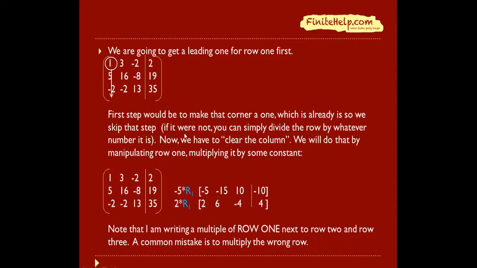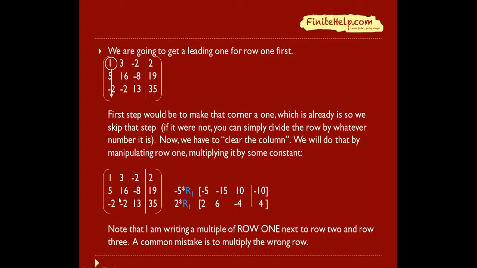So we do that by manipulating row 1. We're going to multiply row 1 by something and then add it to these rows in order to cancel out the 5 and the negative 2. So here I'm going to multiply row 1 by negative 5.